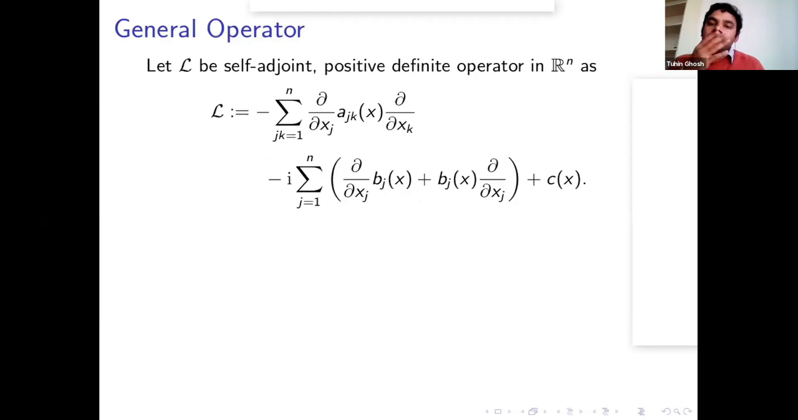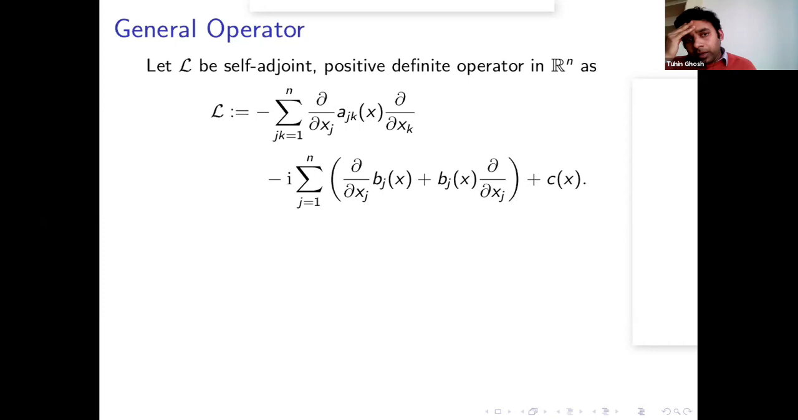So in particular, you can take any self-adjoint positive definite operator in Rn. Here you can see that it has the second order term with this matrix A_jk. It has this first order term, just to have this symmetricity, the self-adjointness, so you need to write it in this way. And this i is the complex number, and then you have the zeroth order term. That's the most general second order operator you can think of if it is self-adjoint and so on.